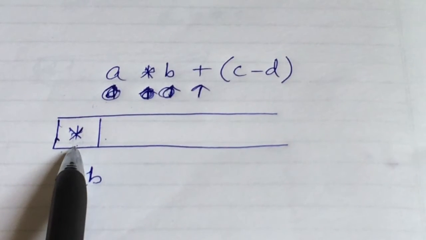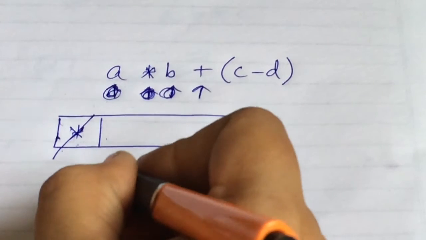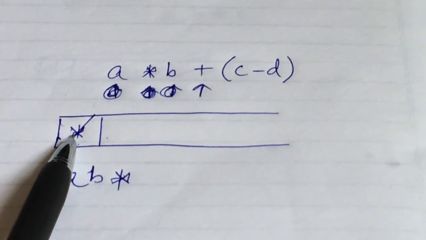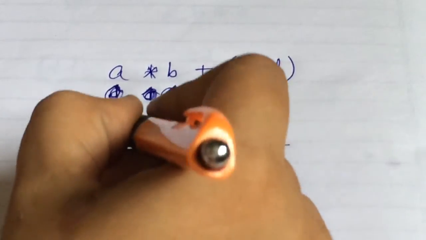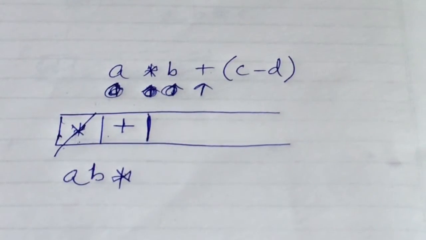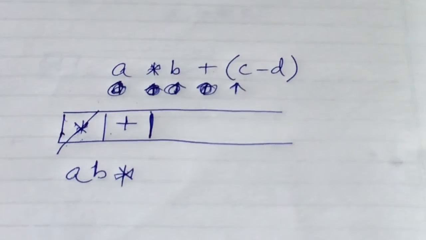Since it contains only star, we will pop star only from the stack, and now we pop and we will print it in the output. So now stack does not contain anything, it is empty. Now we can push easily the plus, operator plus. Now the input pointer will move to C.